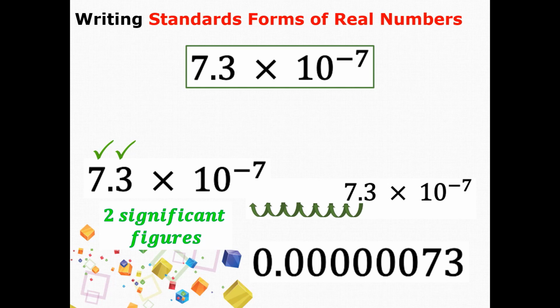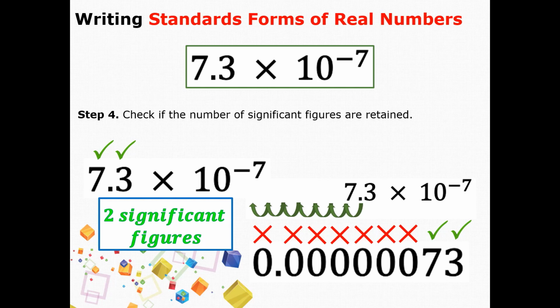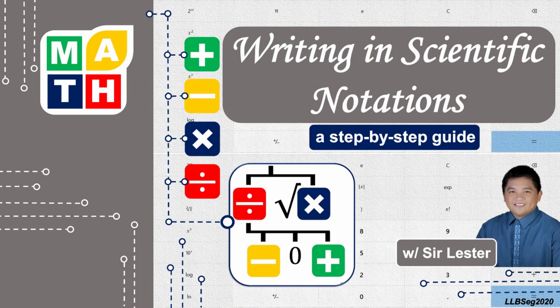And finally, we need to check if the number of significant figures is attained. Leading zeros are non-significant, and the remaining non-zero digits are significant. Therefore, we have retained the two significant figures, and the standard form that we have created out from the scientific notation is correct. These are the basics in writing scientific notations and vice versa.